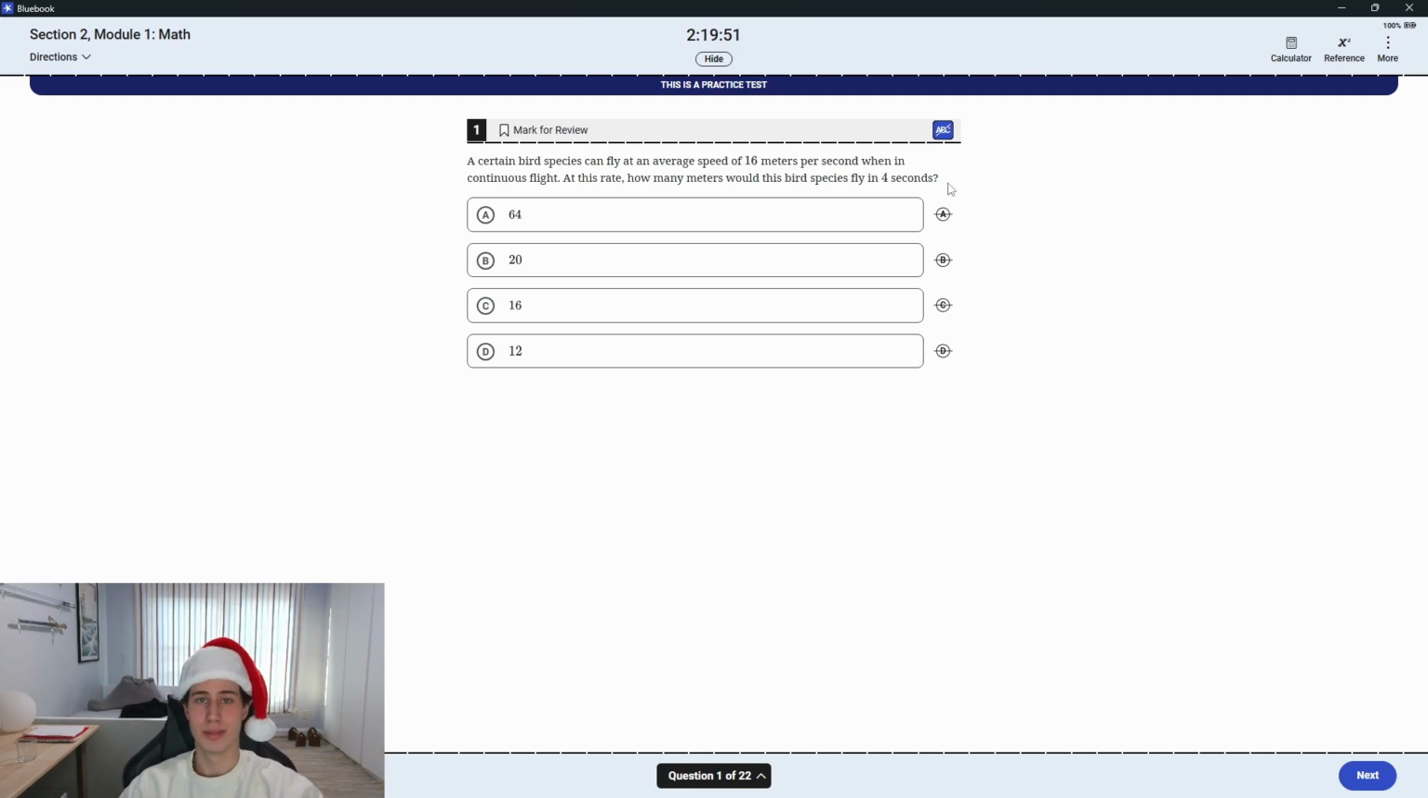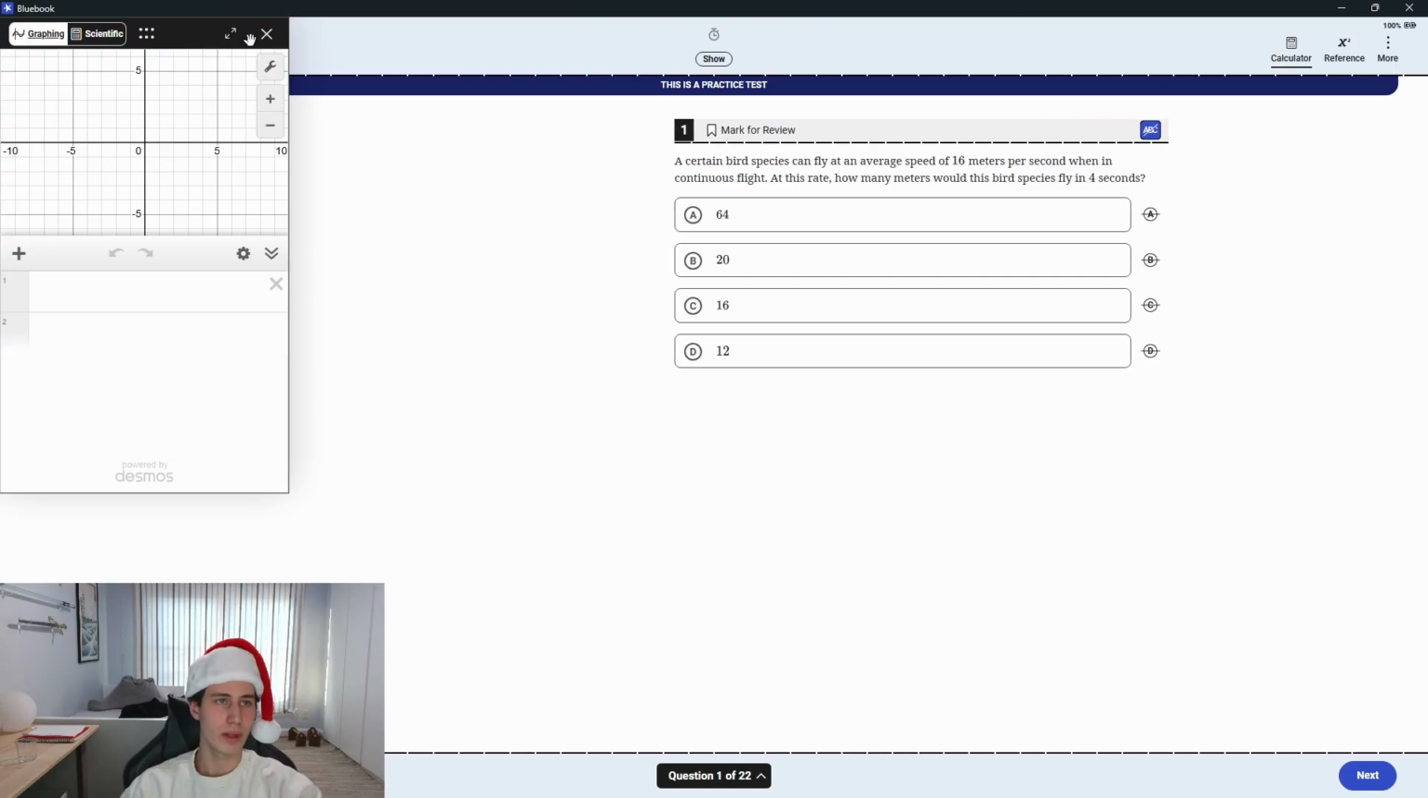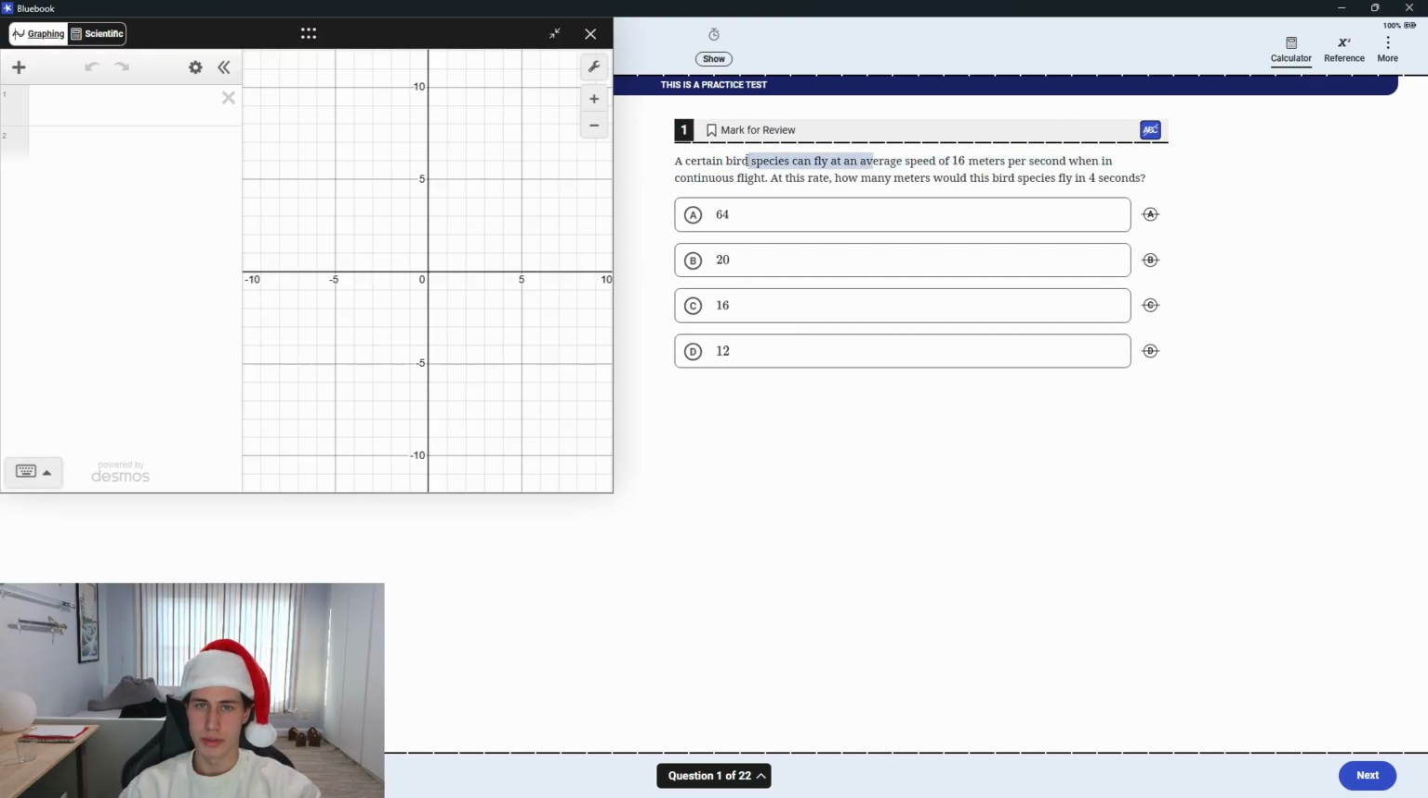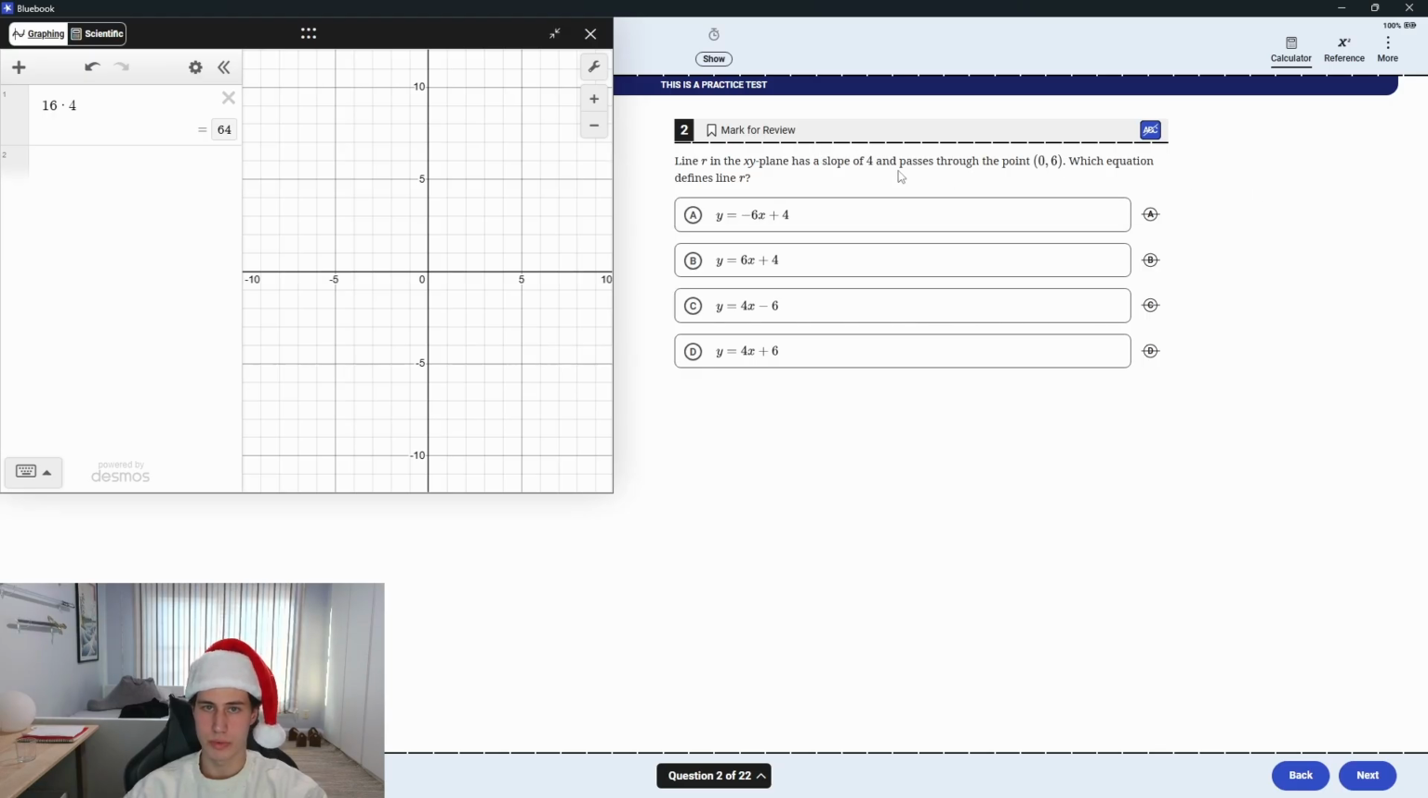So, let's hop right into it. Alright, so first question. A certain bird species can fly at an average rate of 60 meters per second. At this rate, how many meters would this fly in 4 seconds? So this is just 16 times 4, which is 64. Line R in the xy plane has a slope of 4 and passes the point 0, 6. Which equation defines R? Okay, well in this case, it's a slope of 4x and passes at 0, 6, so it's 4x plus 6.